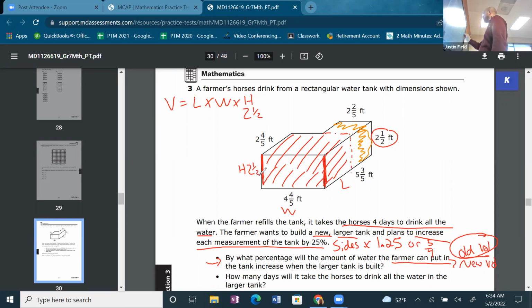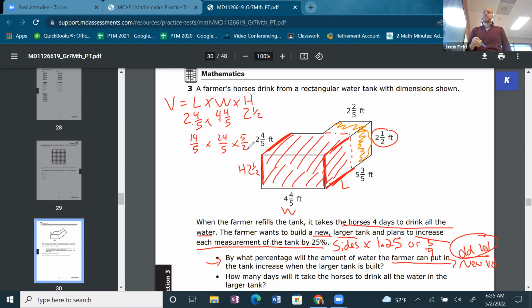Do I have my width? I have my width, 4 4/5. All right, do I have my length? Yeah, I do. Look, there's my length right here, length right there, length right there, 2 4/5. Okay, so now let's convert these to improper fractions. That would be 2 times 5 is 10, plus 4 is 14. 4 times 5 is 20, plus 4 is 24. 2 times 2 is 4, plus 1 is 5.